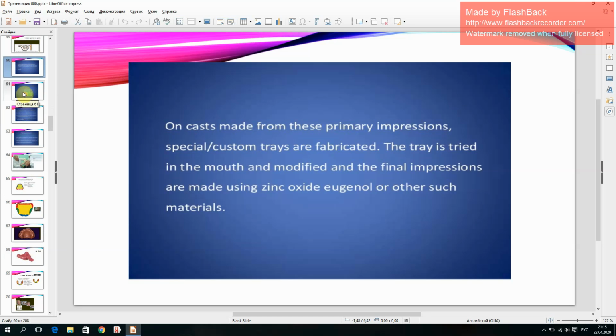On casts made from this primary impression, special custom trays are fabricated. The tray is tried in the mouth and modified, and the final impressions are made using zinc oxide eugenol or other such materials.